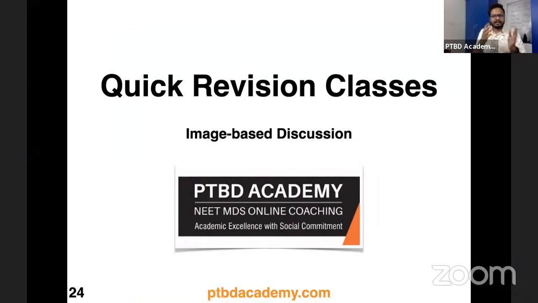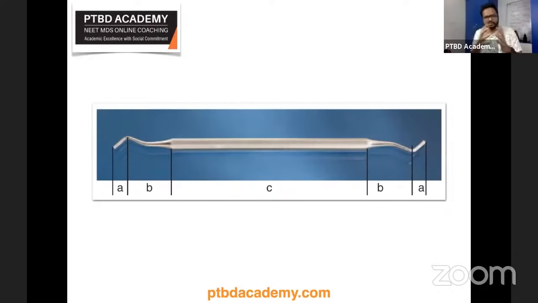So as I said, in our 24th quick revision class, we'll deal with some images from operative dentistry, specifically instruments from operative dentistry. So we'll start with the first question. Identify the parts of this particular hand instrument. So you can see a hand instrument and we can see various parts A, B, and C. It is a double-ended instrument. So what does each part represent? Identify A, B, and C.